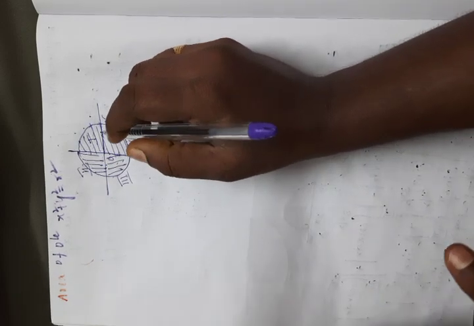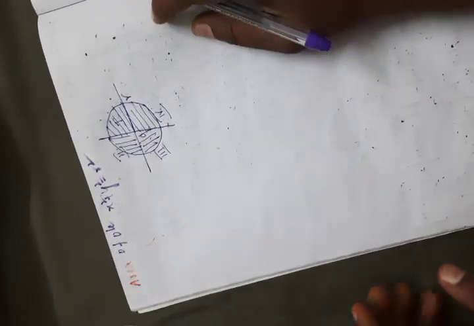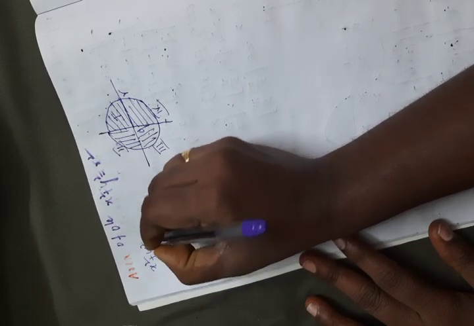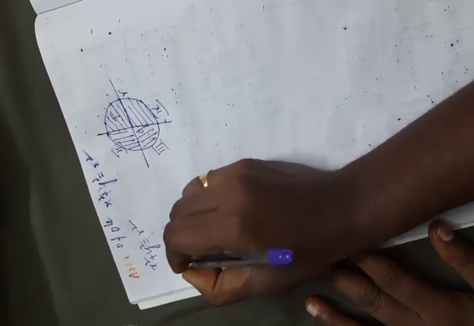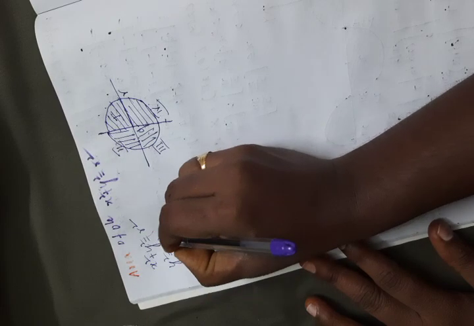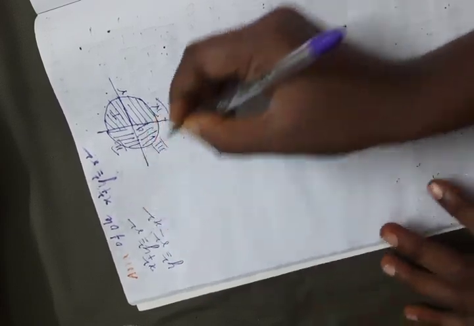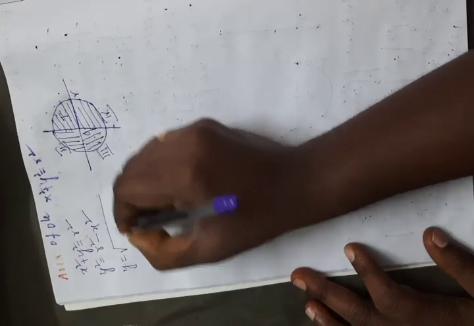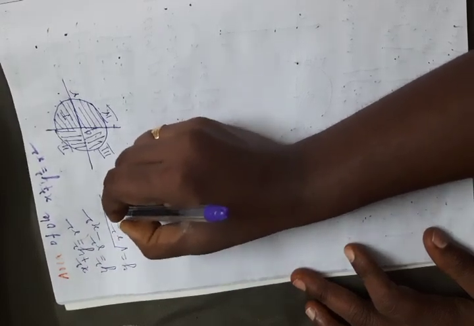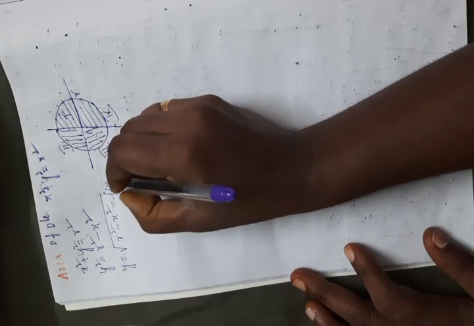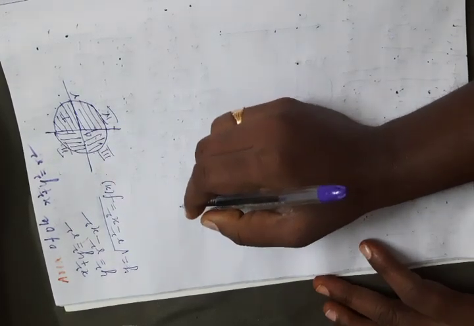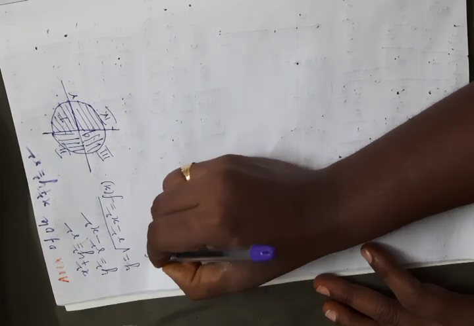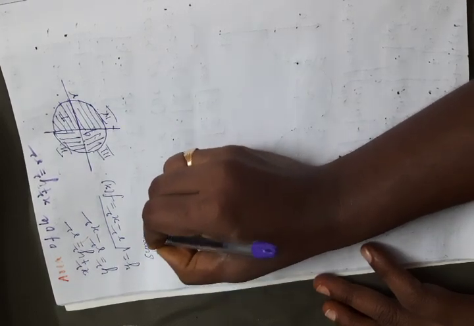So here equation of the circle given is x square plus y square is equal to r square. From this, y square is equal to r square minus x square. Therefore y is equal to under root of r square minus x square, which is known as f of x. Since the curve is symmetrical about x axis and also y axis, so it is symmetrical.